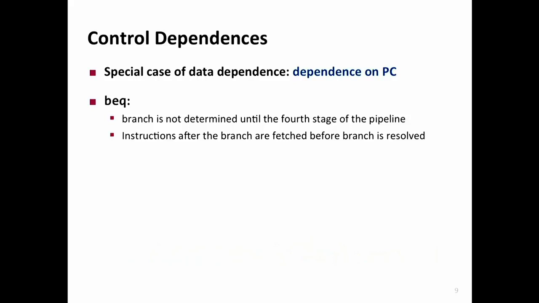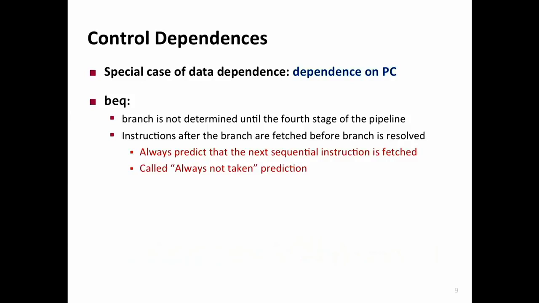PC plus 4 in MIPS. In x86, you need to figure out the instruction size of the branch and add to it. So basically, you can fetch the instructions after the branch, before the branch is resolved. If you're correct, everything is good, because the branch is not going to change the program counter to the target address. Basically this is always predicting that the next sequential instruction is fetched. It's also called always not taken prediction. If you're correct, that's good.